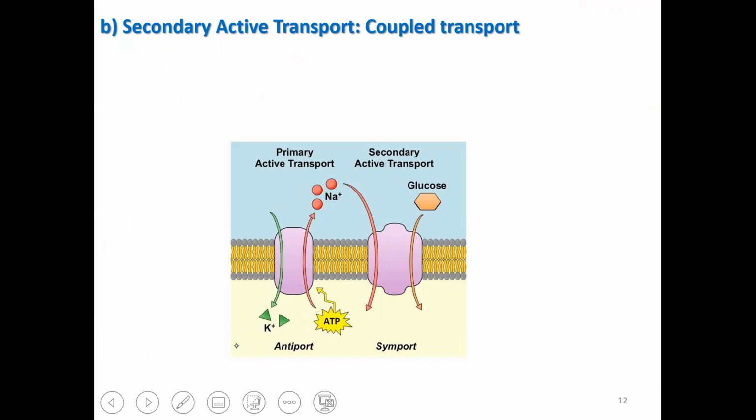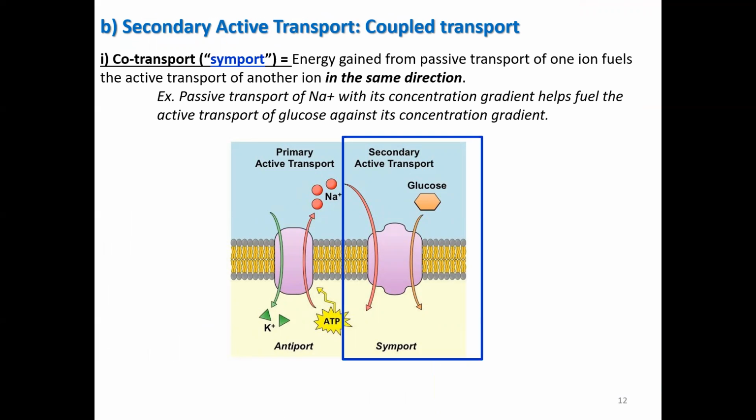Okay. Secondary active transport, called coupled transport. The first example of this, it all takes ATP. We're still under active transport. Co-transport is known as symport because the passive transport of one ion across a membrane saves energy for the active transport of another substance across the membrane, but they're going in the same direction. They're either both entering the cell or they're both leaving the cell, usually entering.